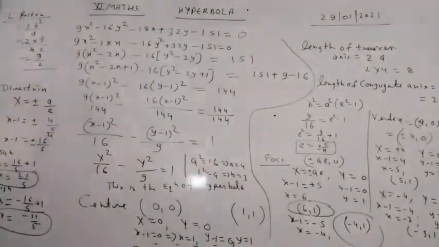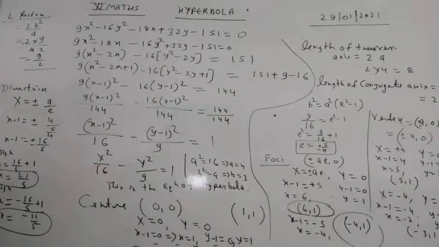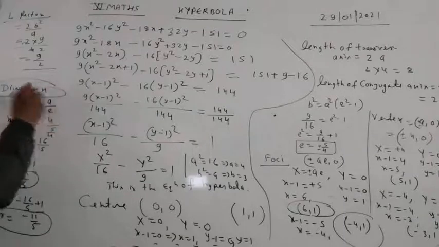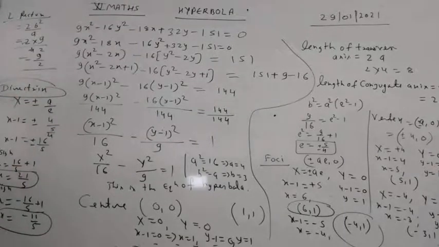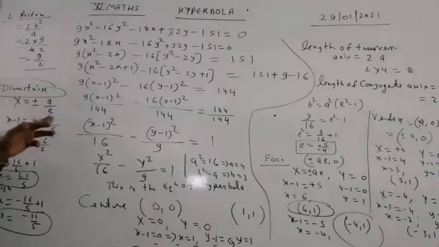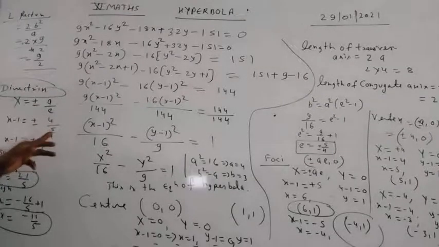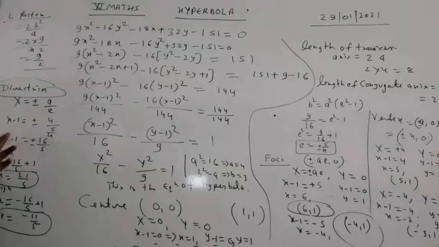Okay. Now, students, the equation of the directrix is X equal to plus minus a by e in this case. So x minus 1 is plus minus a by e, which is 16 by 5. Okay, students. Now here capital X is x minus 1. When we take the positive sign, we get 21 by 5, and with the negative sign, we get minus 11 by 5. So these are the equations of its directrix.